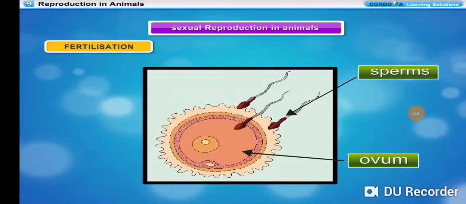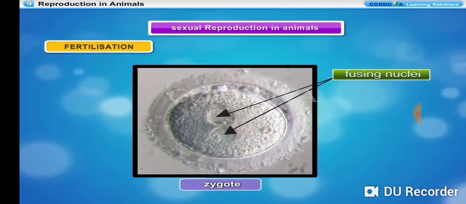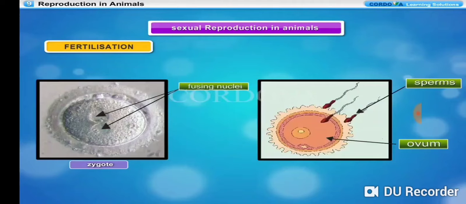Fertilization. The fusion of a male gamete, sperm, with a female gamete, ovum, to form a zygote during sexual reproduction is called fertilization. A zygote is a fertilized egg. It is the first cell of a new organism. The fertilization of an egg by a sperm can take place either inside the body of a female or outside its body. So, there are two types of fertilization in animals.